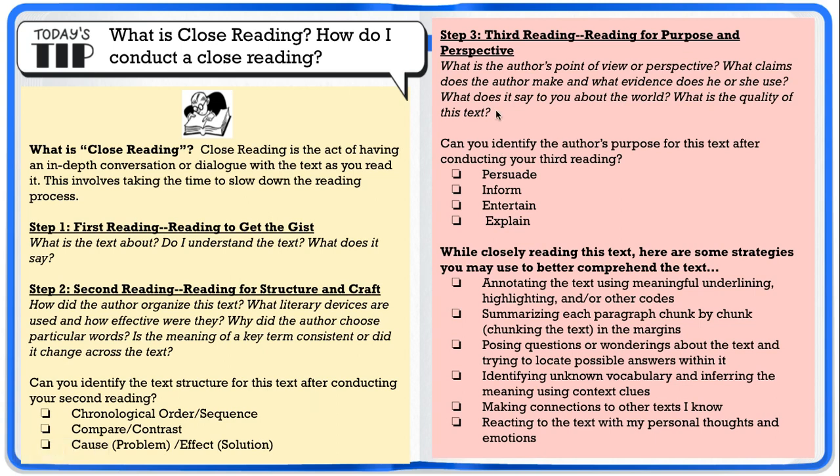Finally, step 3, your third reading, reading for purpose and perspective. Here you want to ask yourself the following questions. What is the author's point of view or perspective? What claims does the author make and what evidence does he or she use? What does it say to you about the world and what is the quality of the text? You want to ask yourself about the reliability of the text and what is the author's ultimate claim or argument or even perspective in writing this text.